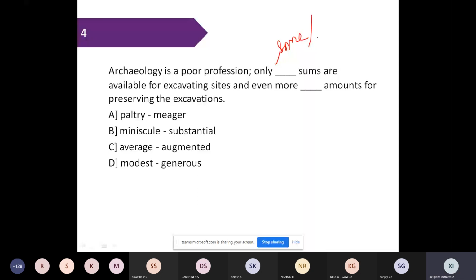And what about the next blank? Even more is the clue here. So the amount that is given for excavation itself is less, and the amount they use for preserving the excavation is very less when you compare it with the previous one. So this can be very less or insufficient. Like that, we can go for the guess words.